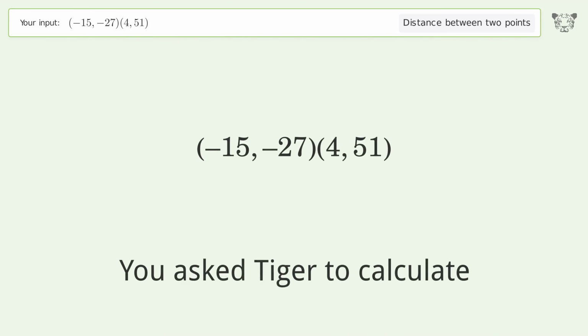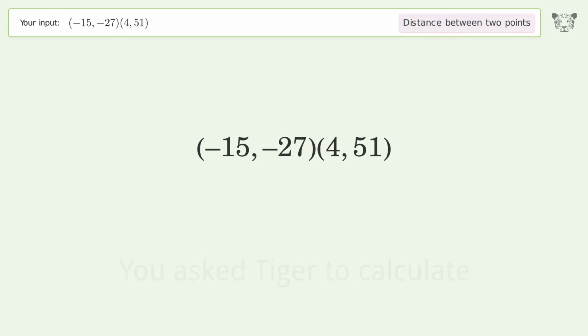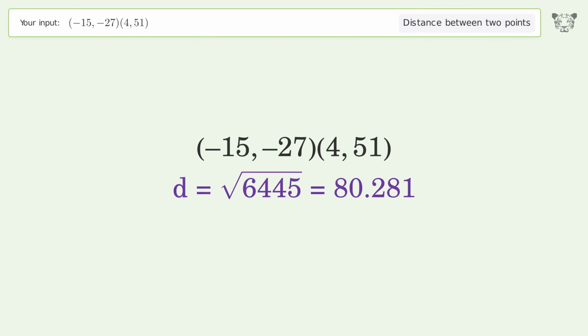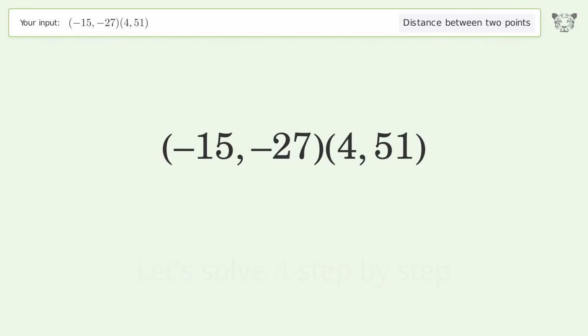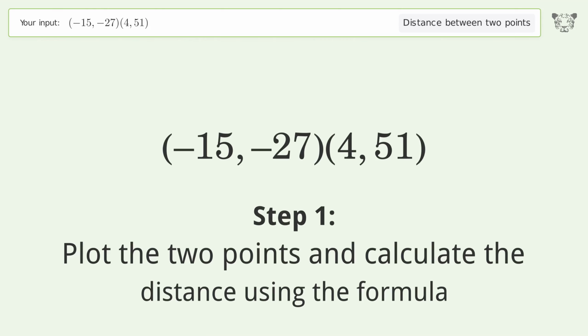You ask Tiger to calculate. This deals with the distance between 2 points. The distance between the 2 points is the square root of 6,445, or 80.281. Let's solve it step by step. Plot the 2 points and calculate the distance using the formula.